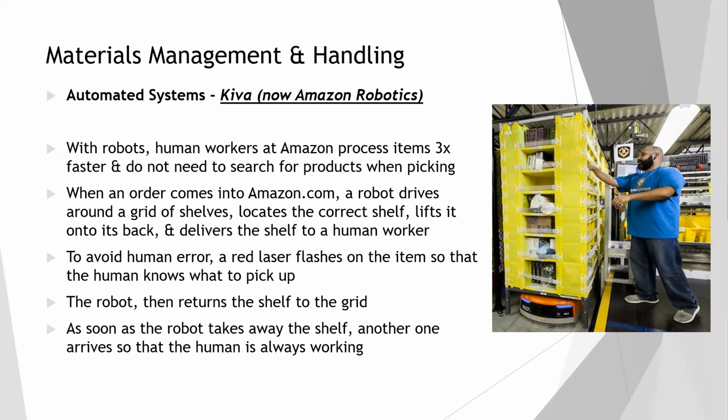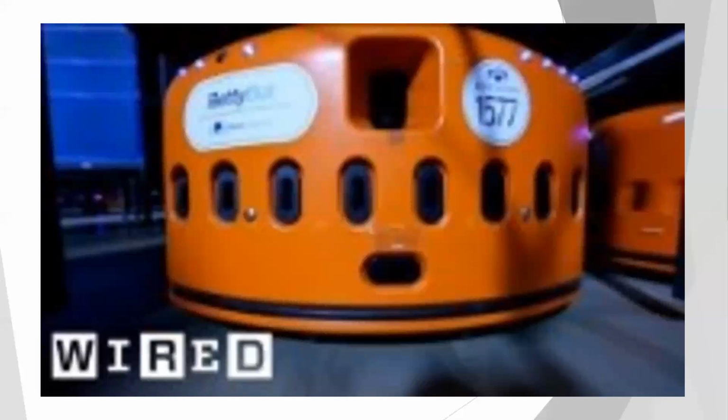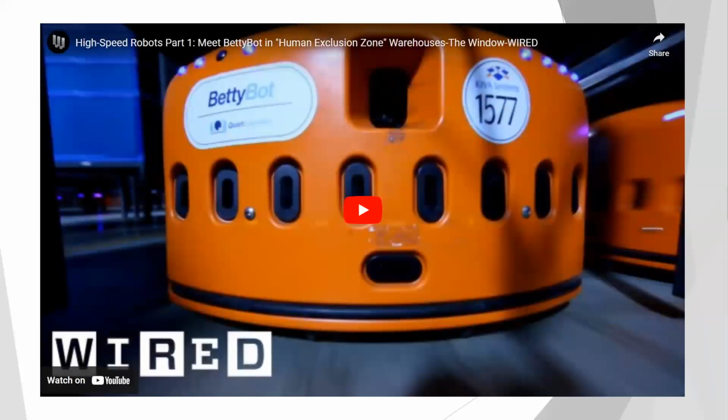And once the human picker takes that item off the shelf, the robot then returns that shelf back to the grid. As soon as the robot takes away the shelf, another one arrives, so that human picker is always working. And let's just watch another quick video about Amazon's Kiva.